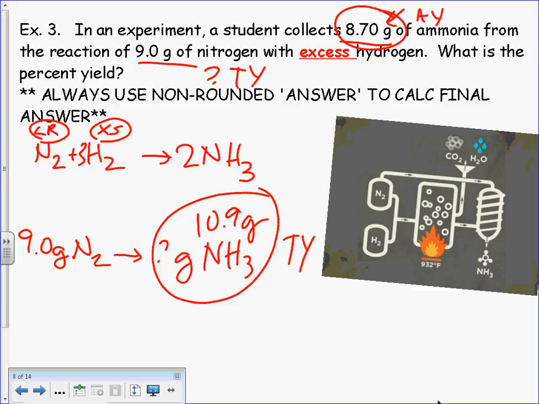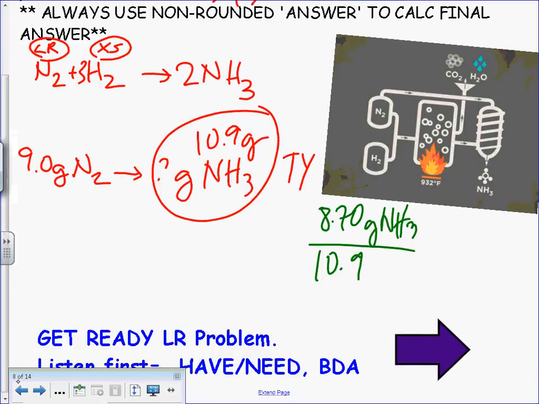Does it make sense so far, like logically? Yeah, the person's not perfect. They have a lesser actual yield. There's a theoretical yield that's greater. So then how do you get percent yield? So 8.70 grams of ammonia over 10.9 grams of ammonia. And yeah, 10.9 is what I got. Okay. Times 100, and that is 79.8. Oh, 79.8%. So not bad. Pretty good.